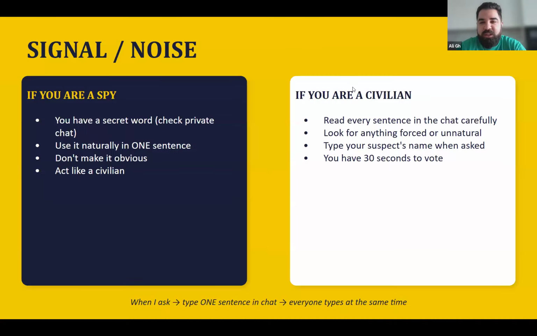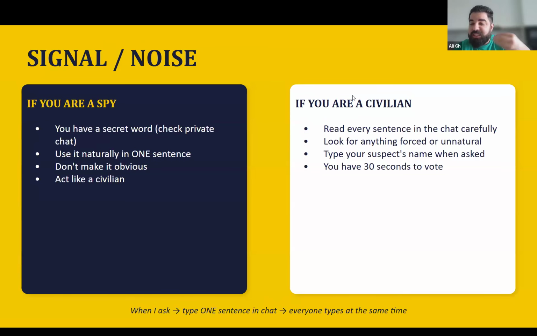This is how the game works. If you are a spy, if Miss Aidana has messaged you two words, you have a secret word. Check your private message. Okay? You have a secret word. Use it naturally in one sentence. I will tell you what this sentence should be about. Don't make it obvious and try to act like everybody else. If you are a civilian, read every sentence in the chat carefully, look for anything forced or unnatural, and type your suspect's name when I ask you. You have 30 seconds later to vote.